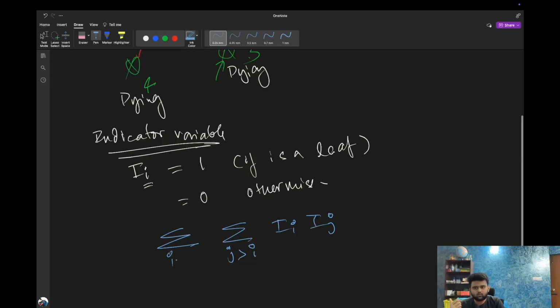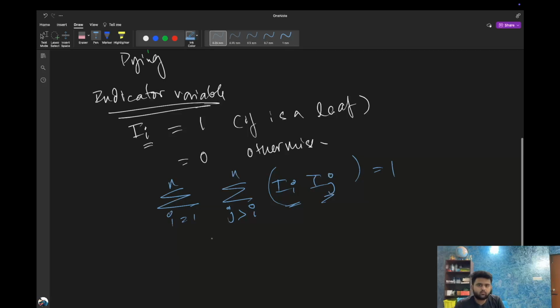But we do it for all nodes, since I_i I_j will only be 1 if I_i and I_j both are 1, and that means both of them are leaves. So in turn we are just calculating the number of unordered pairs, which is what the problem was asking. So now, for a given state we could use this formula to find the number of pairs of leaves. But in order to find the expected value of this, let's use another concept called linearity of expectation.